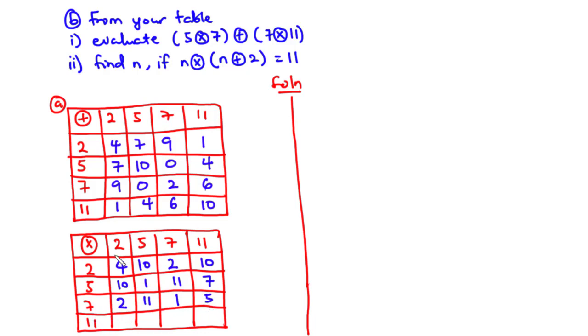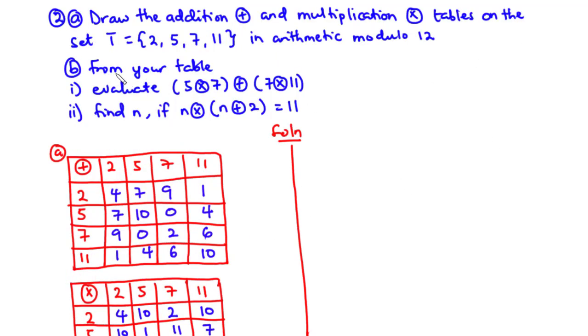11 times 2 is the same as 2 times 11. We have 10. 11 times 5 is the same as 5 times 11, which is 7. 11 times 7 is the same as 7 times 11, which is 5. 11 times 11 is 121, divided by 12 is 10, remainder 1. So this is the complete multiplication table. Now we can move on to B and then evaluate I and then II.